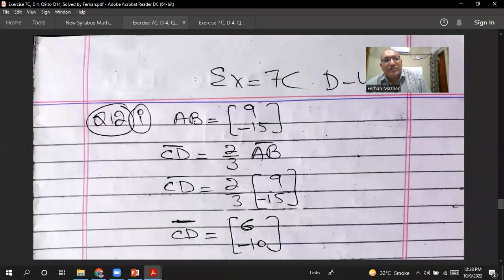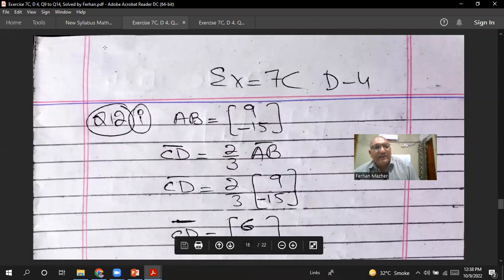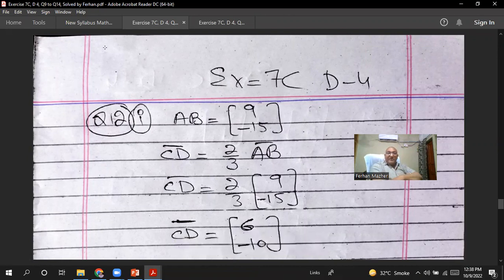Okay, so the AB is given to me here. The AB is given, that is (9, -15). That's the column vector of the AB. The CD is equal to 2/3 of the AB. That is given in the question. So the CD will be equal to 2/3, and in the place of the AB, I will substitute its column vector, that is (9, -15).